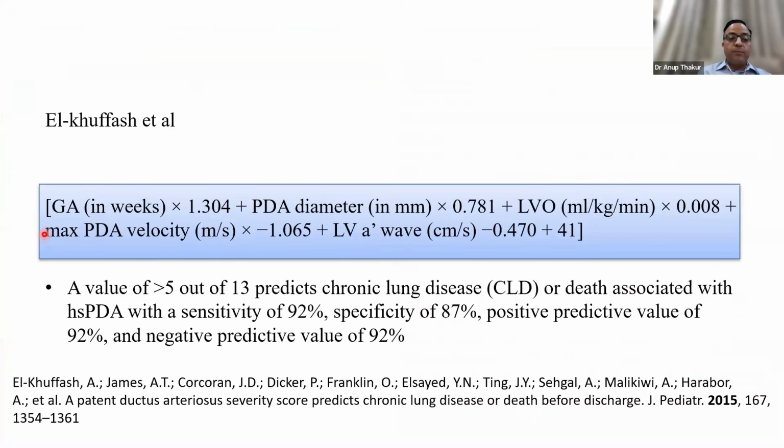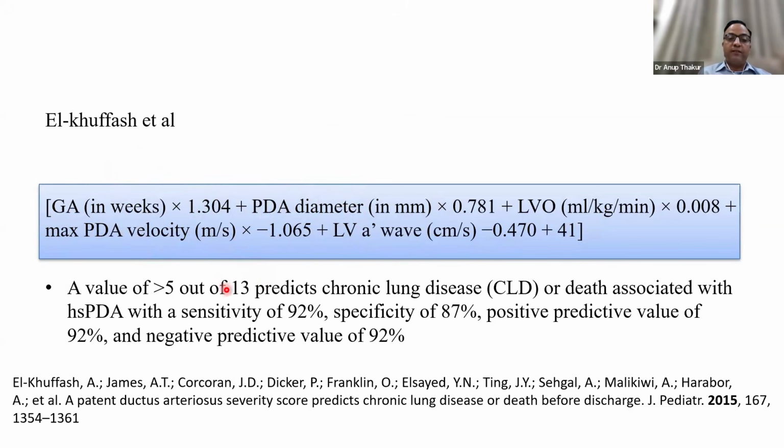Then there is one scoring system given by Al Kufas. It is not easily memorized and difficult in practice, but for the sake of discussing it, I'll give it to you. This is a regression equation: gestation age in weeks times 1.3, PDA diameter times 0.7, LV output times 0.08, plus PDA velocity times minus 1.065, plus LA A wave in centimeter, and so on. If you put the parameters here, then you get a score and a value.